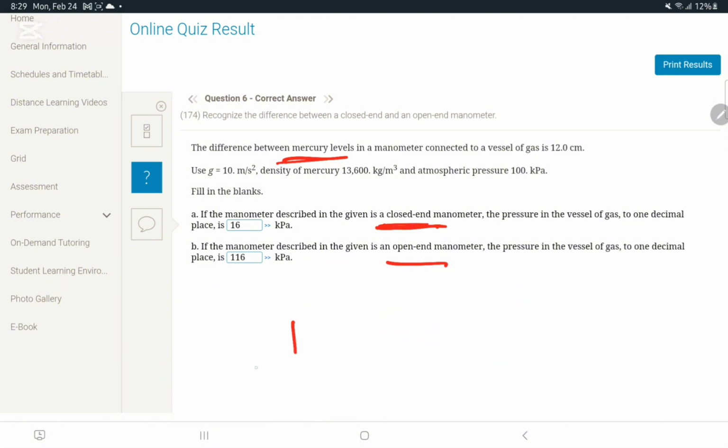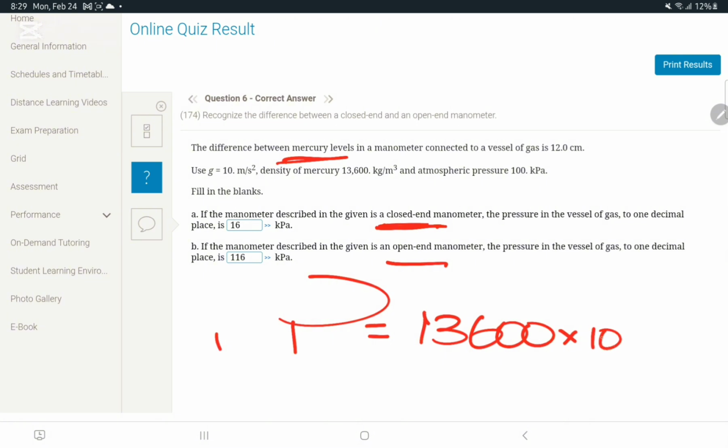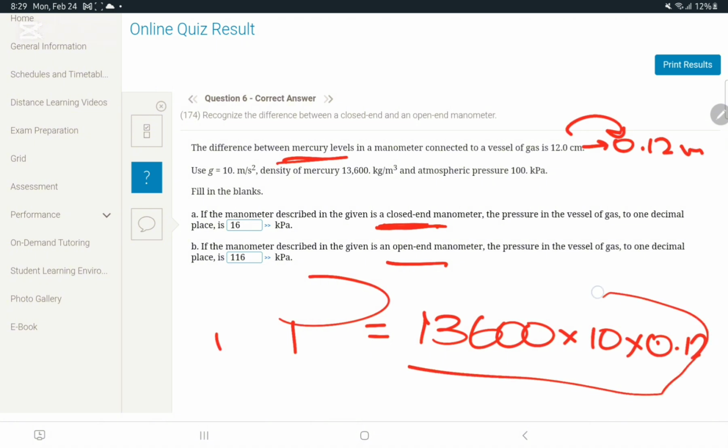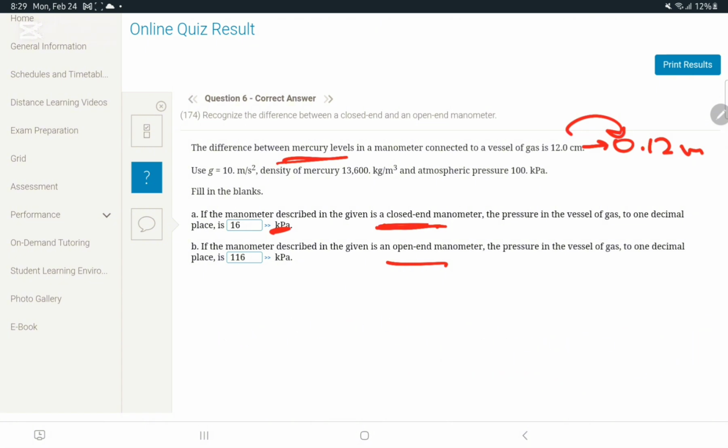You know the rule, pressure is equal to rho GH. Rho is 13,600 times G, which is 10, times H, which is 12 centimeters, but we want it in meters since the rule is used in meters, which is 0.12 meters, because 12 centimeters is 0.12 meters. Plug this into the calculator and you will get 16,000 pascals, but they asked for kilopascals, so remove the last 3 zeros.